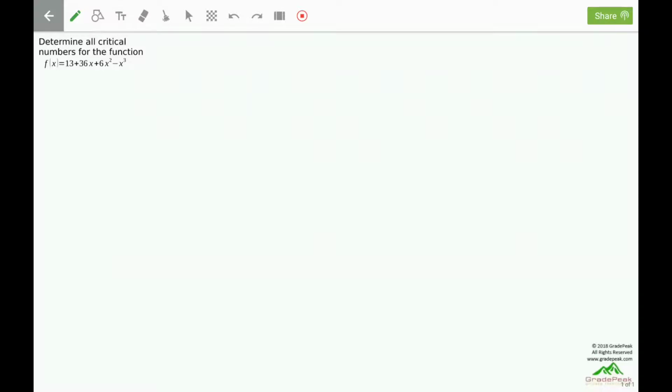Determine all critical numbers for the function f of x equals 13 plus 36x plus 6x squared minus x cubed. Critical numbers are the x values that make the numerator and the denominator of the derivative equal to 0 and are in the domain of the function. The first thing to do is find the domain.